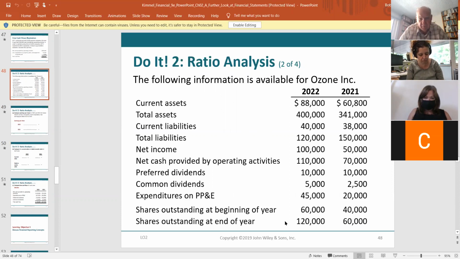Current ratio for 2022 and the current ratio for 2021.